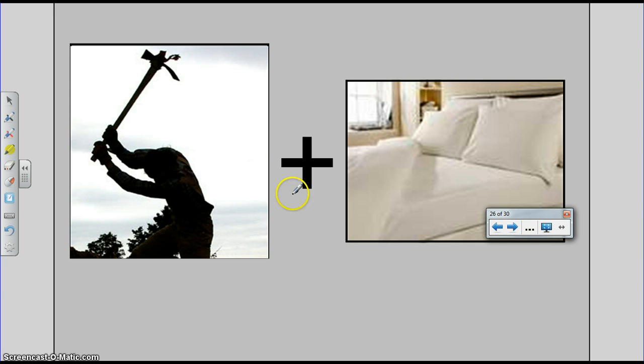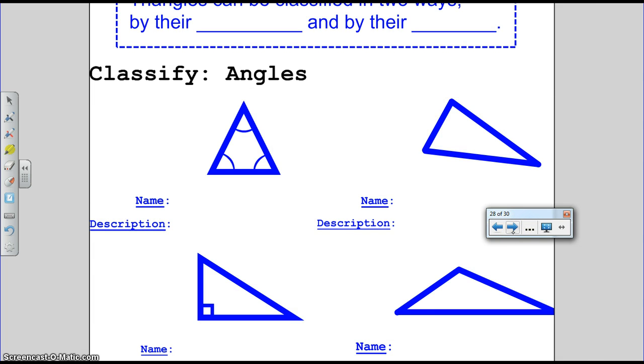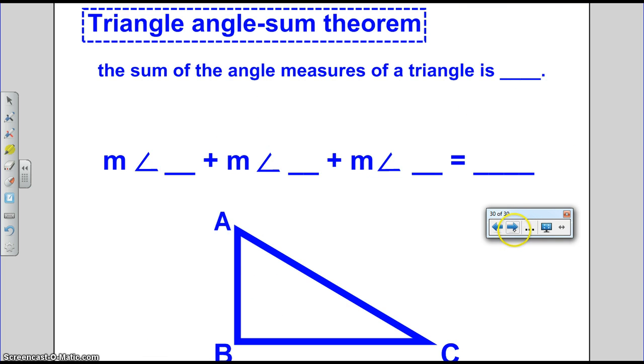I don't know, that's the classwork. This is a reminder of the notes, and that's all.